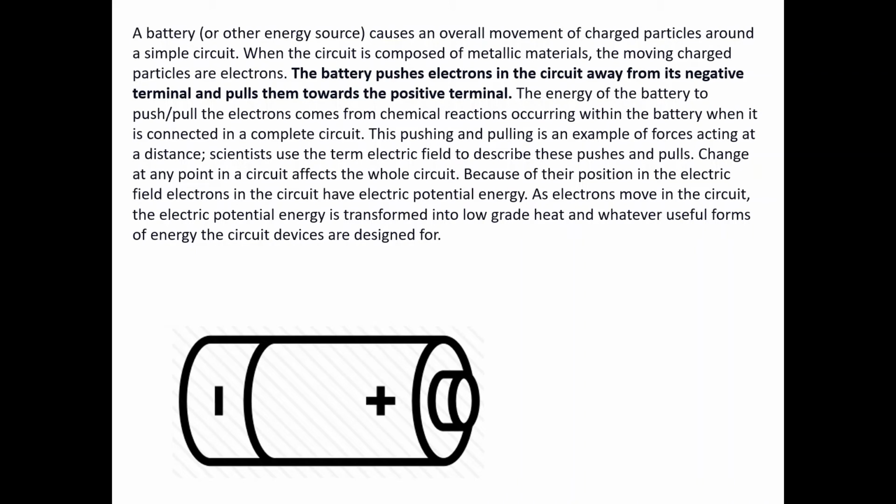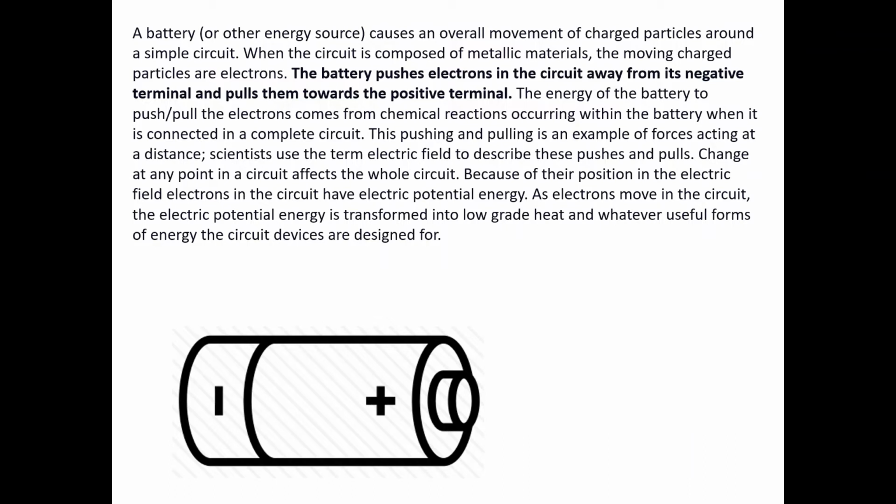Alright, so a battery or another energy source causes an overall movement of charged particles around a simple circuit. When the circuit is composed of metallic materials, the moving charged particles are called electrons. So the battery pushes electrons in the circuit away from its negative terminal and pulls them towards the positive terminal. The energy for the battery to pull the electrons comes from the chemical reactions occurring within the battery when it is connected in a complete circuit. So it is the chemical reactions inside the battery that create a negative end and a positive end. Because the charges are separated, that creates an electric field.